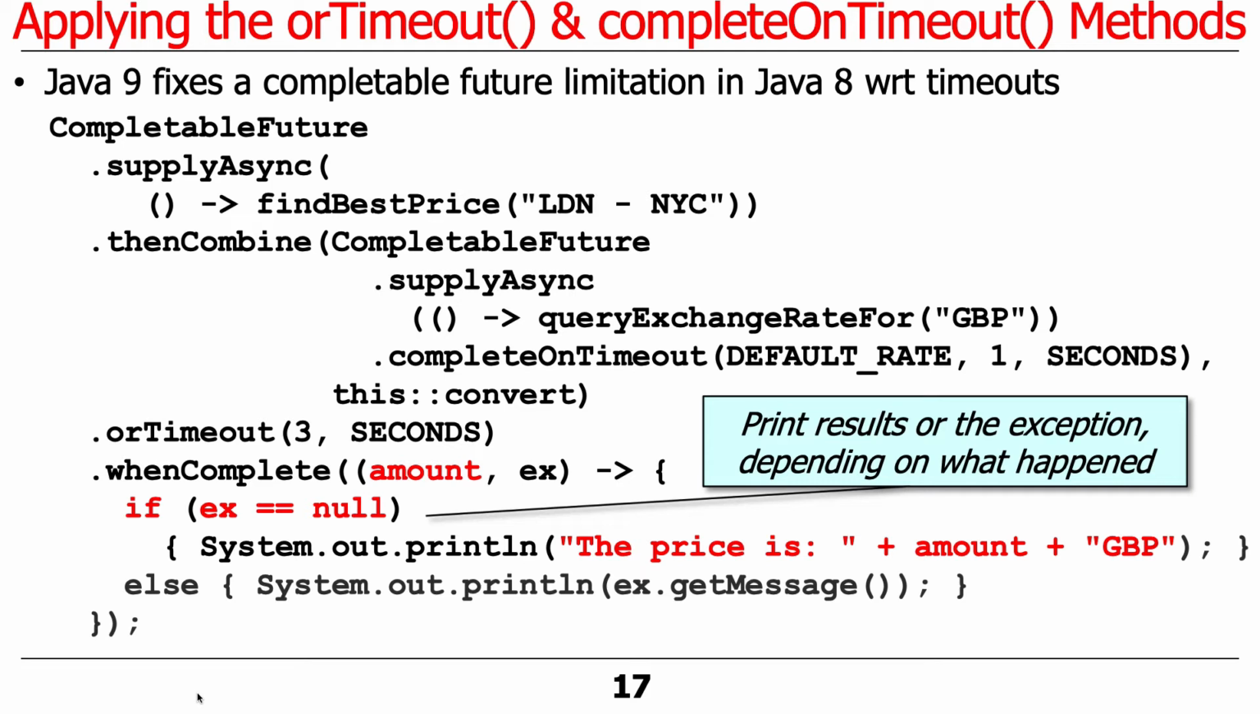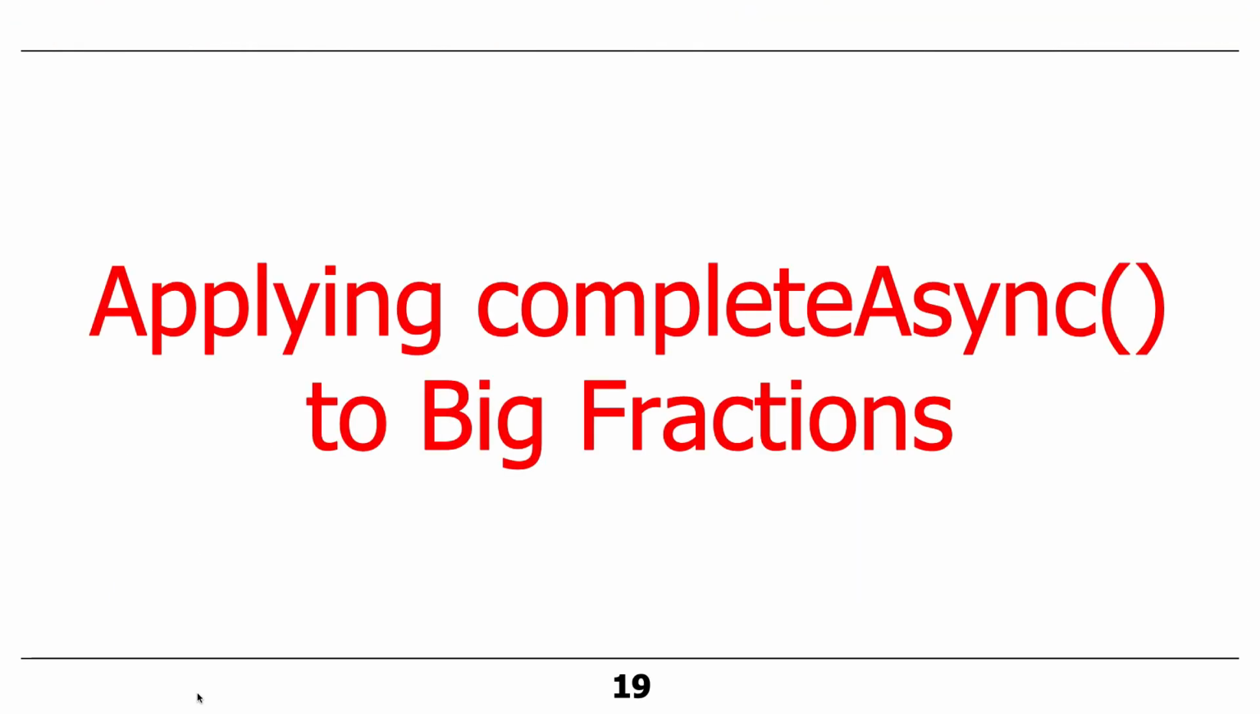So if we did not have an exception, then we print the price in pounds, because that's what we've got. That's what we get as a result of this. Otherwise, if we have an exception, then we go ahead and print the exception, which would most likely be a timeout exception, or if for some reason the network has failed, it could be a different kind of exception. But this gives you an idea of how to handle timeouts. So we can provide default values, and we can also ensure that the overall asynchronous operations happen within a certain bounded amount of time.